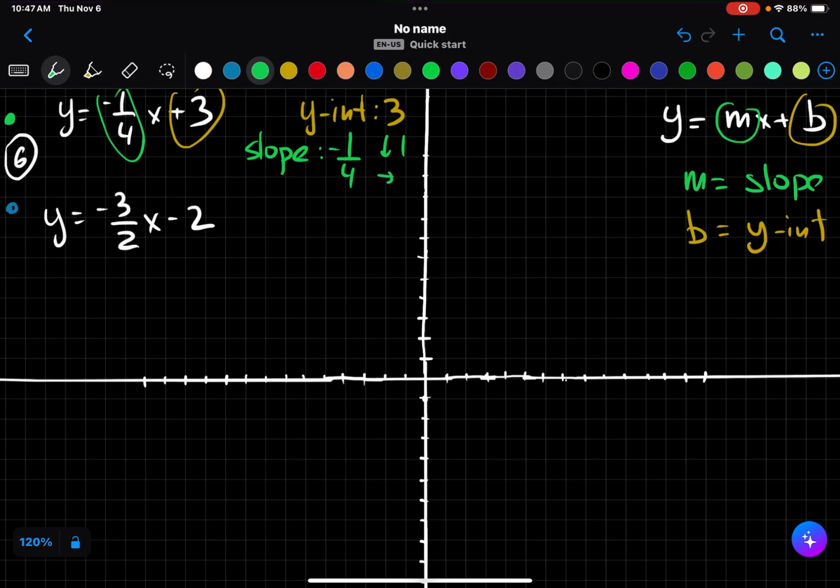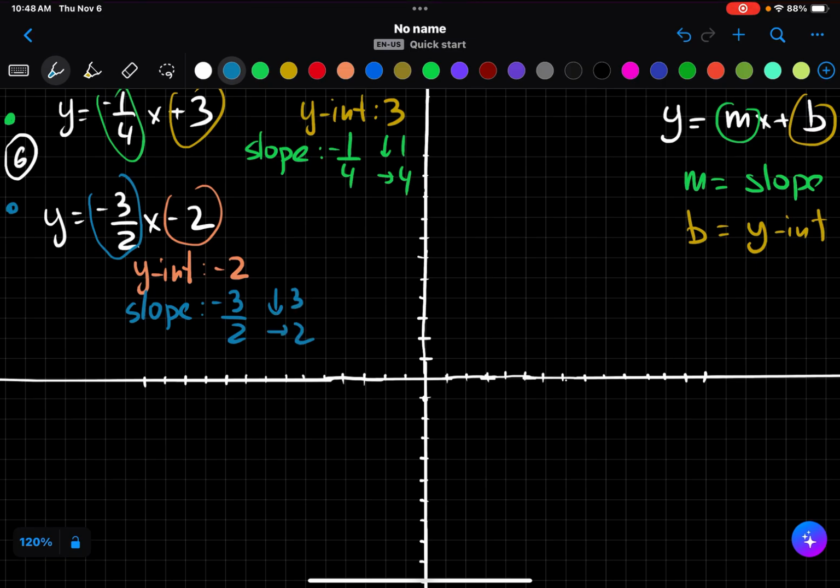Down 1 to the right 4. For the bottom equation, the blue one, the y-intercept is going to be the negative 2. And the sloppy slope is going to be the negative 3 over 2. So negative 3 over 2, which means go down 3 to the right 2. All right, so pretty normal stuff.